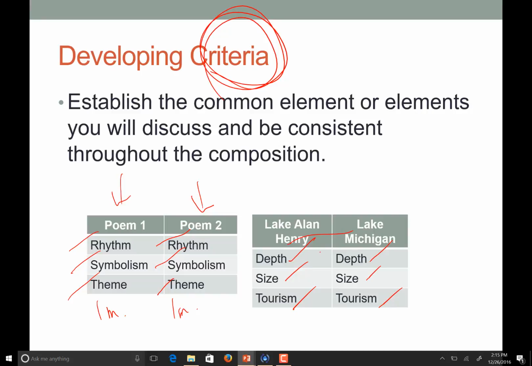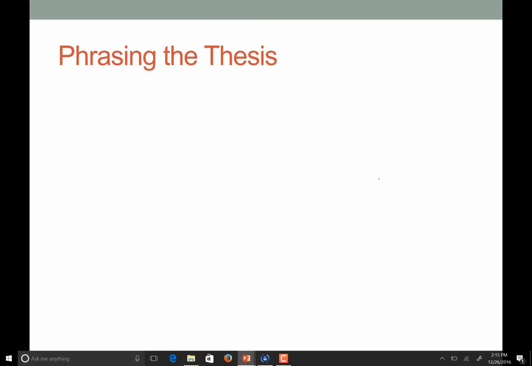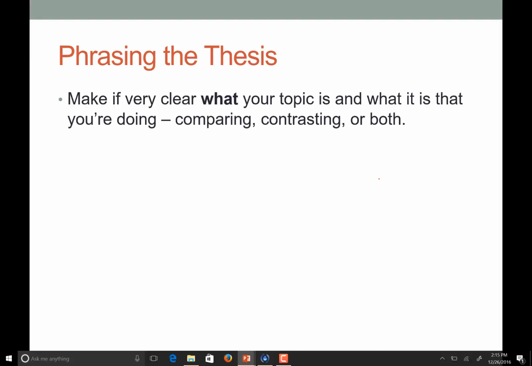Depth for Lake Allen Henry and Lake Michigan, I have no idea, but that could be the same. Size could be different. Tourism could be the same. But if we're talking about these three things for one topic, we have to talk about the exact same three things for the second topic, which kind of leads to our next couple of slides, phrasing the thesis and organizing our body paragraphs.